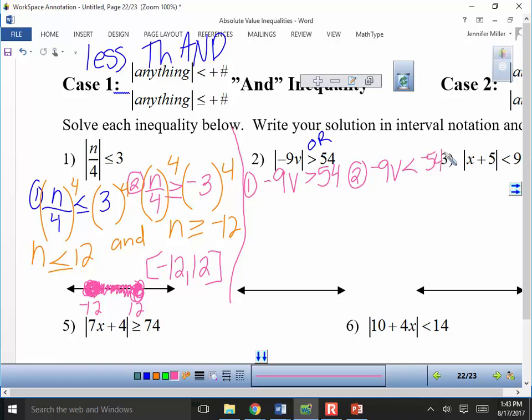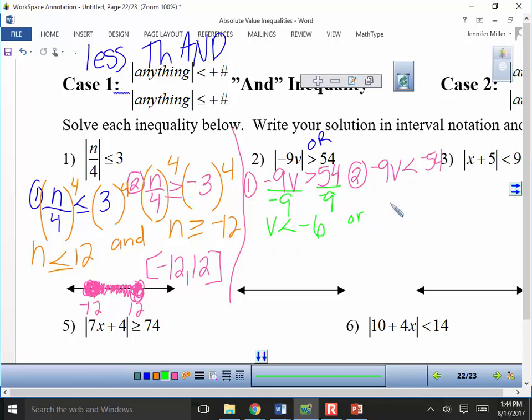Very good. Okay. Where would I go from here? I want to do what to both sides? Very good. Divide both sides by negative 9. That leaves us with v is negative 9. We don't change the sign of what's inside the absolute value. That doesn't change. So we flip our inequality symbol, and that gives us negative 6. So v is less than negative 6.